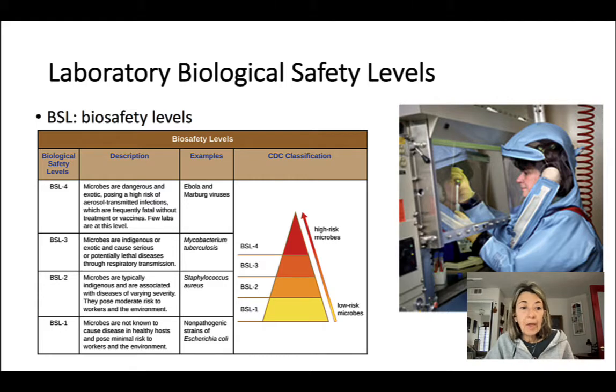BSL 3 means that those microbes can spread airborne, and usually it requires that there is a negative airflow in the lab. In the most common setting, that would be, for example, labs that handle tuberculosis, Mycobacterium tuberculosis, or TB samples, because this is a bacterium that can spread airborne. And this is also the topic of the Labster simulation, in which you are handling an anthrax sample, Bacillus anthracis.